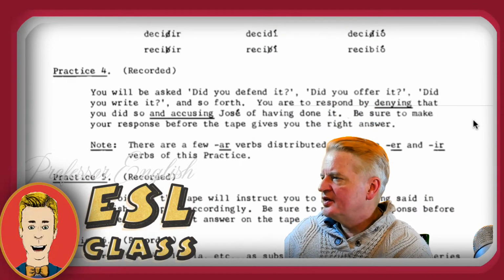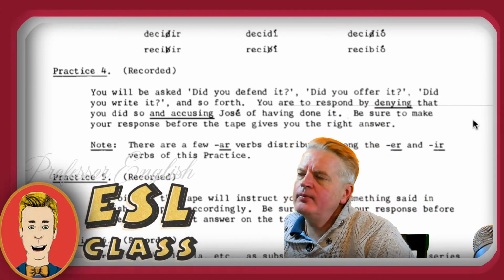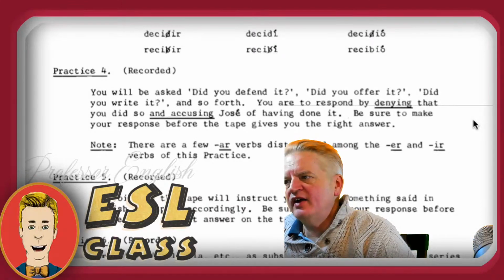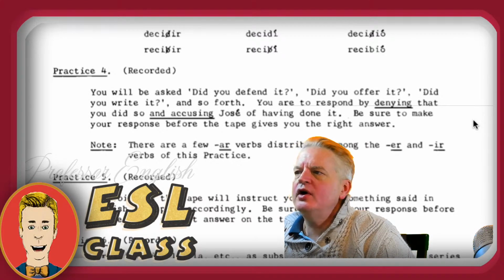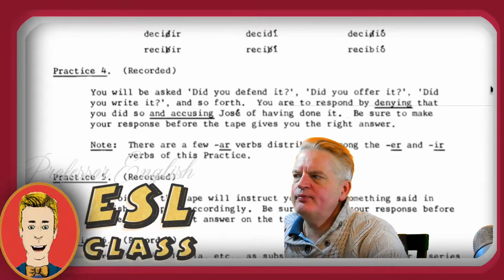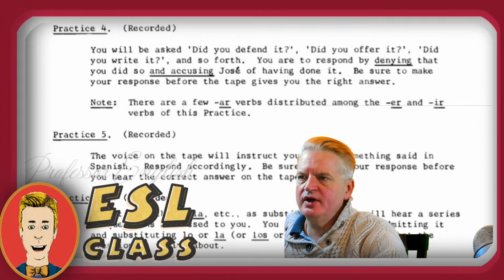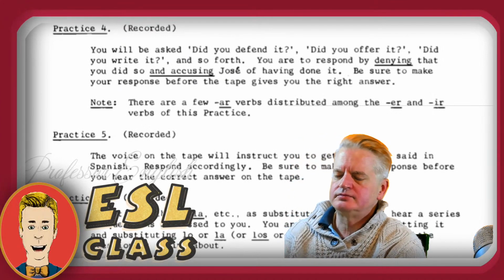You will be asked, did you defend it? Did you offer it? Did you write it? And so forth. And you are to respond by denying that you did so and accusing Jose of having done it. Be sure to make your response before the tape gives you the right answer. Note, there are a few R verbs distributed among the ER and IR verbs in this practice. Okay, let's see. Number 1.